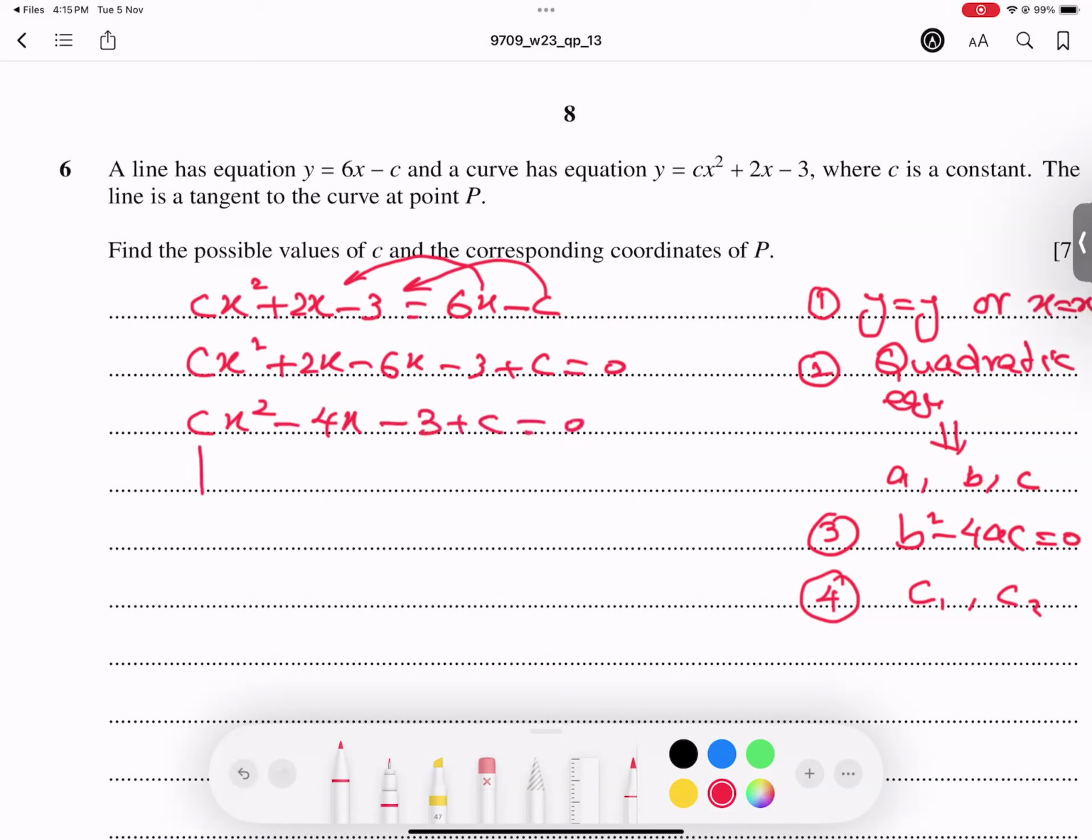So what is the a value? The a value is c. What is the b value? The b value is, don't say 4, minus 4. And what is the c value? The c value is not only 1, take both values, including their signs. Now I will use the statement that the line is tangent.